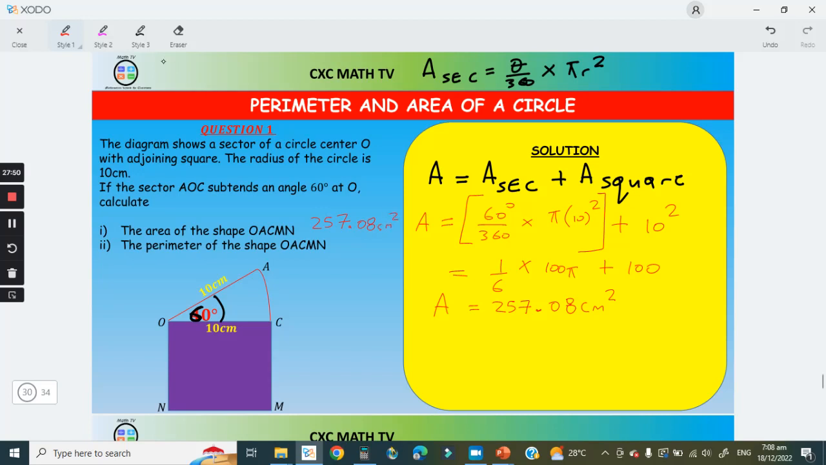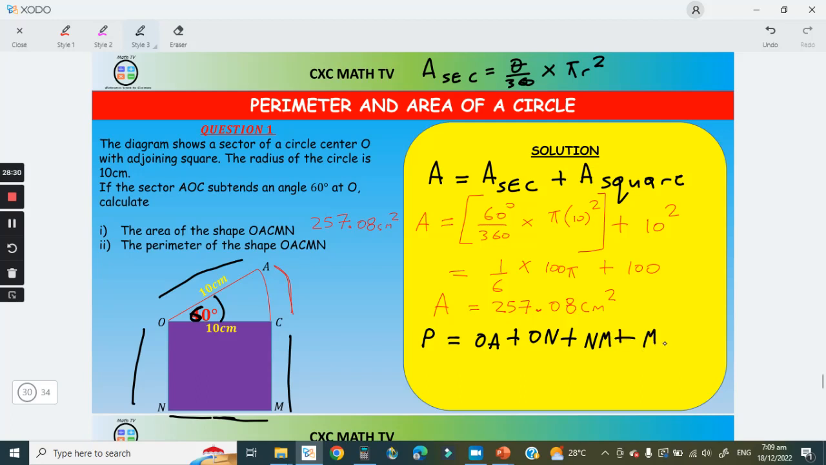Nice. Now it says find the perimeter. This is where it gets really challenging. How do you find the perimeter of a shape? To find the perimeter of a shape, you need to add all the distance around. Isn't that so? So you need to find the arc length AC. Then you need to add it to the radius here, this side, and this side. So we need to add all of those distances to get the perimeter. So the perimeter is equal to OA plus ON plus NM plus MC, plus finally we need the arc length AC.